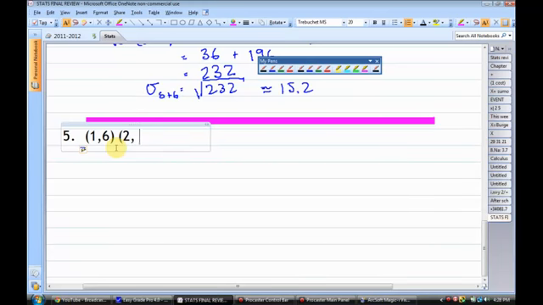2, 5. 3, 4. You can get a 7. 4, 3. 5, 2. And 6, 1. Okay, these are all sum of 7.